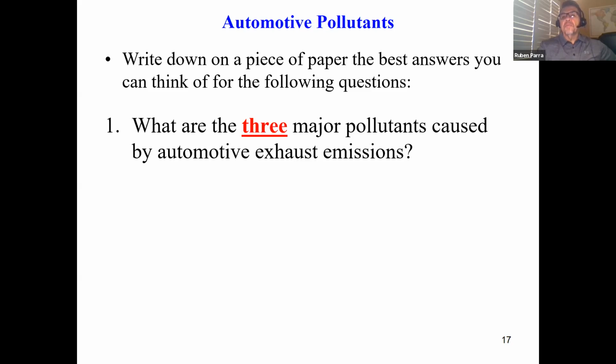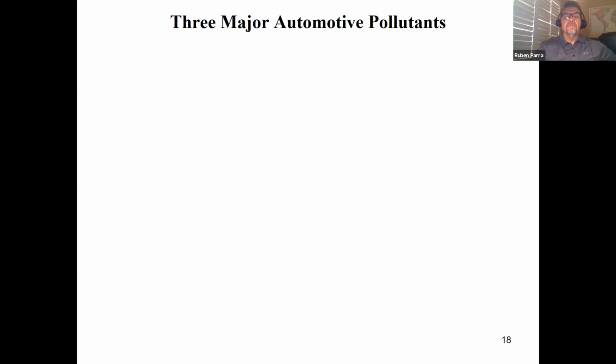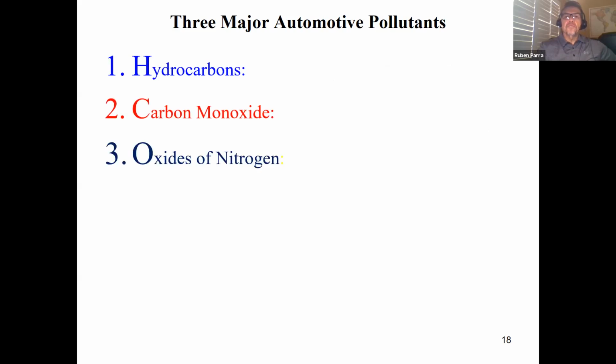Remember, guys, like I told you at the beginning of this course, this class satisfies your BAR level 1. So when you finish this course, you're about 50% ready to go take your smog test, which is a big deal. Okay, so what are the 3 pollutants? They are hydrocarbons, okay, carbon monoxide, okay, and oxides of nitrogen, okay? So the 3 major pollutants are hydrocarbons, carbon monoxide, and oxides of nitrogen.